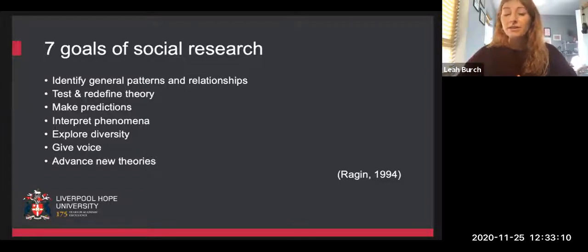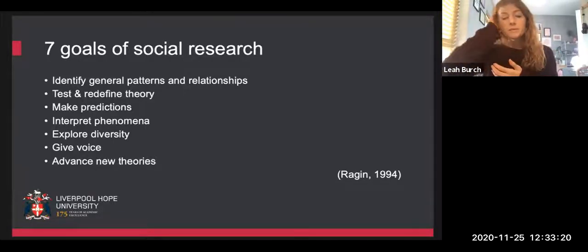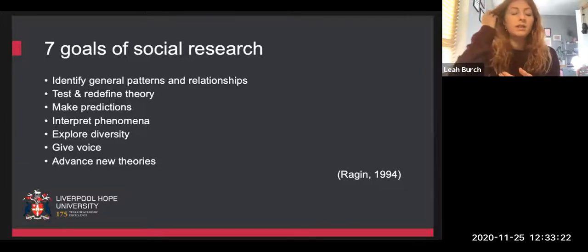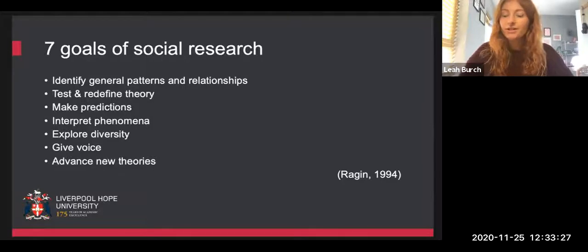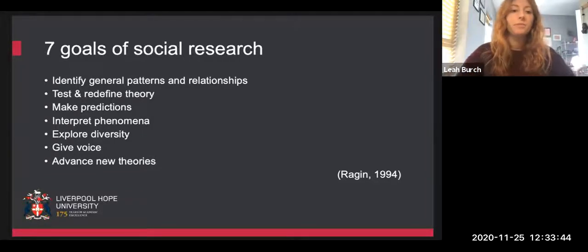Make predictions. So research might be seeking to establish a relationship between something in order to predict maybe something in the future. We get this quite a lot now, don't we, for example, a lot of research on climate change. By identifying processes and phenomena that are happening at the moment, research into climate change is making really important predictions about what we can expect to happen to our world and our environment in the future.